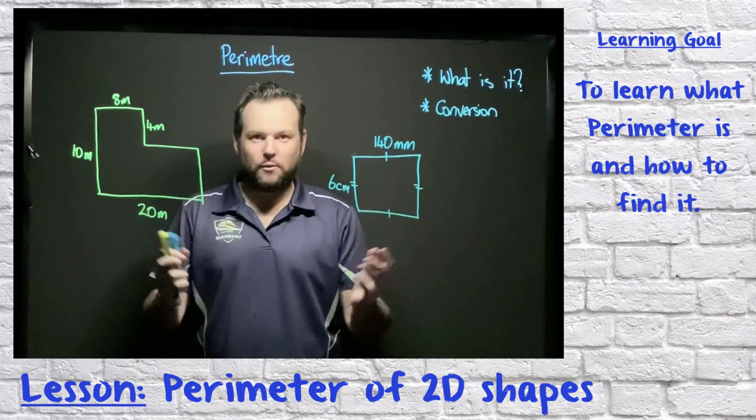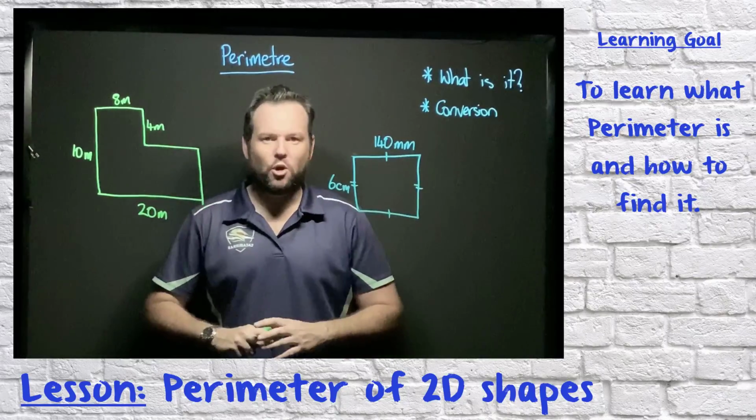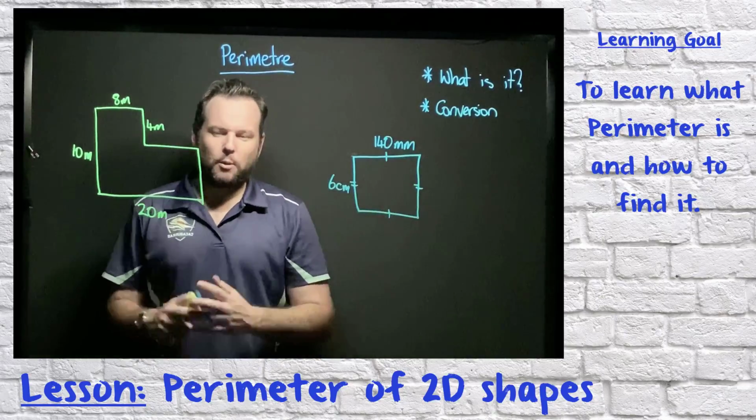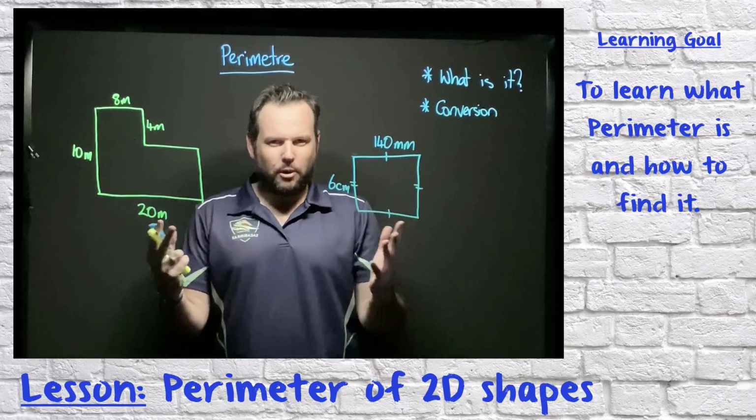Perimeter is something that you would have done, okay? So it's not something that would be foreign to you. You're probably going to be used to it. So what is it? And when we're doing measurement, we have things like perimeter and area.